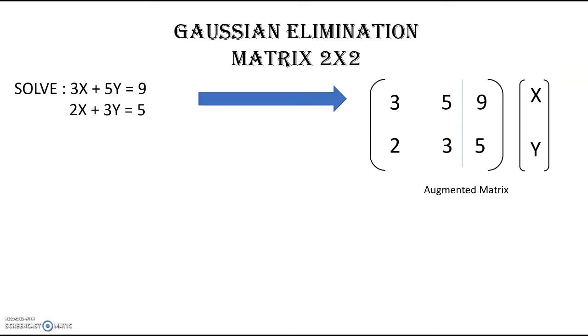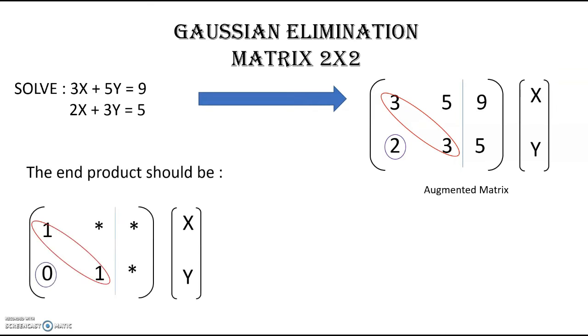In the Gaussian elimination method, we need to solve until the diagonal of the matrix becomes 1 and the values below the diagonal become 0. So the end product should be like this. The values on the diagonal must be 1 and the values below the diagonal always must be 0. It can be any number above the diagonal, but the values below the diagonal always must be 0.